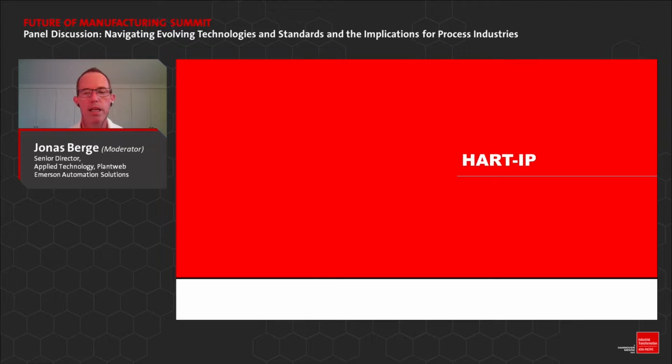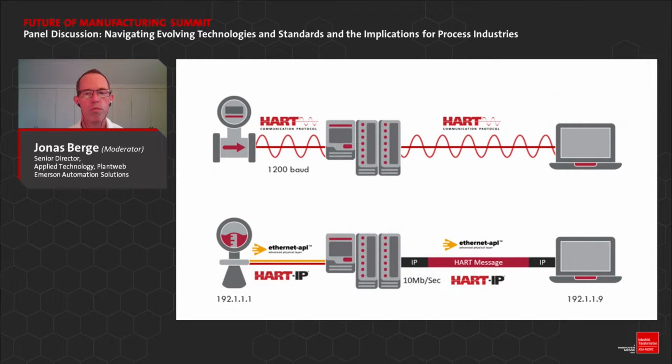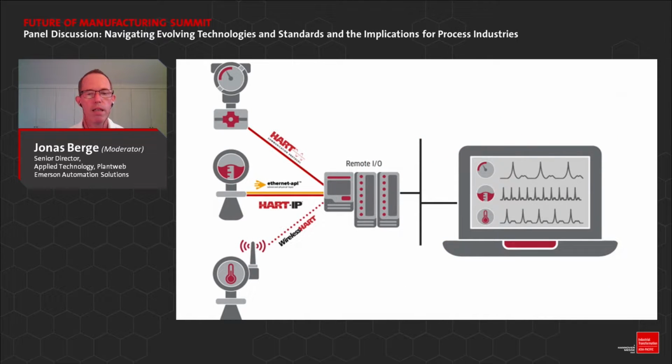HART-IP, another key technology. We have used HART for more than 30 years, but it was very slow. So that limited applications, so it didn't get used much. Now we're basically running the HART protocol over Ethernet APL at 10 megabit per second. So this means that you can have Ethernet APL, 4 to 20 milliamp, and WirelessHART devices all using the same protocol. So it becomes very easy and familiar to use.